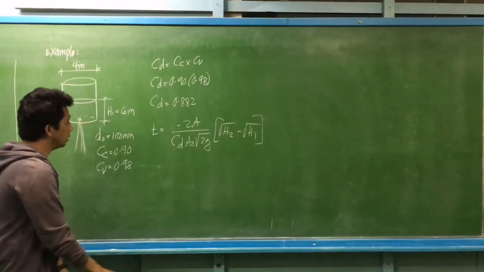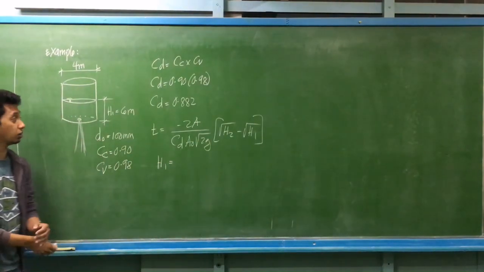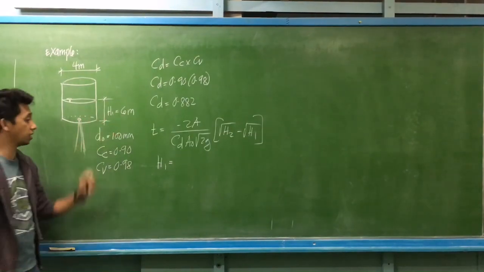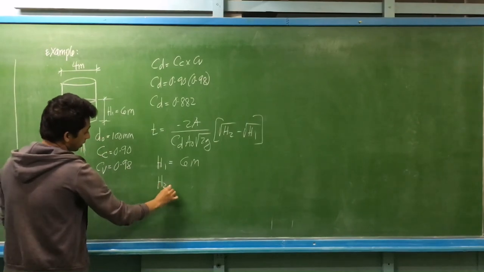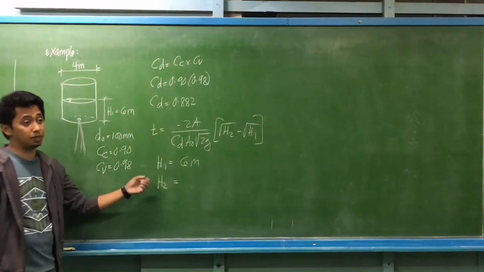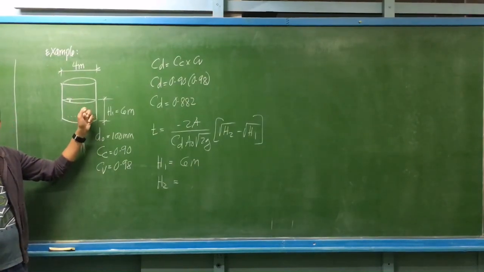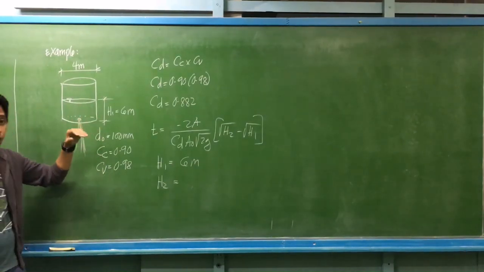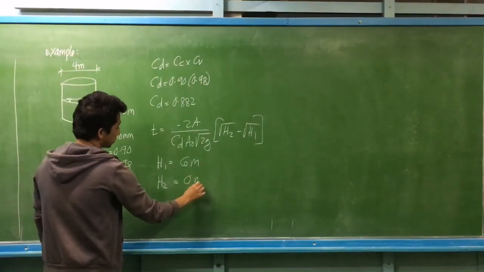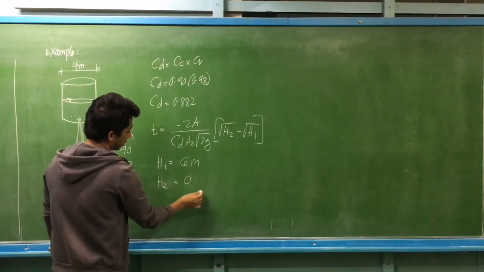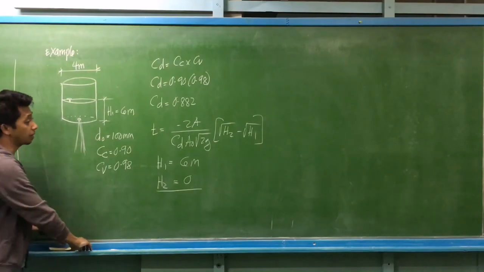So by the way, what is our initial head? The initial head is obviously the initial height of water above the orifice. That is 6 meters. So what will be the final head? The goal is to remove all the content. Which means, what is the height of water above the orifice when there is nothing left? Obviously, that is 0. So removing all the content will give us a 0 final head.